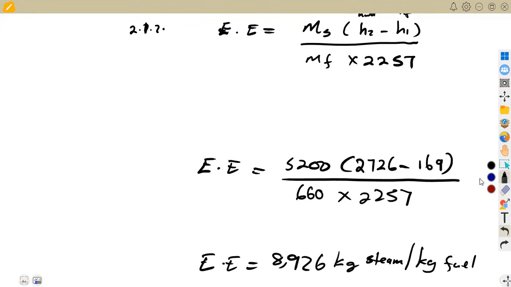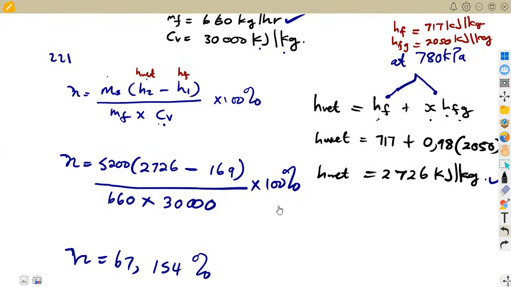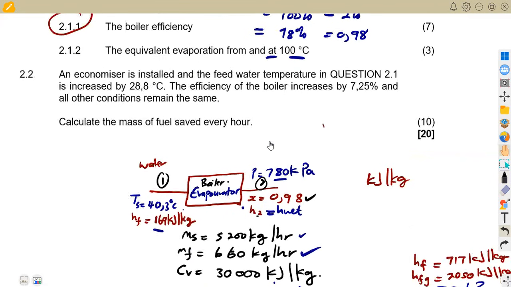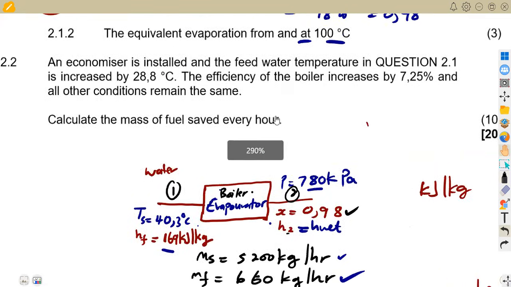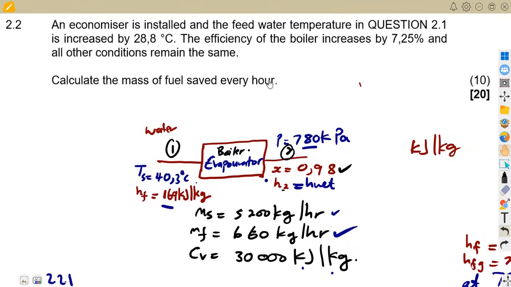That's how we play around with these questions. You just have to be careful with these typical questions. Now, if we consider this question, it was a tricky part, but let's see, 10 marks for that. Let's see what they are trying to say here. They are saying an economizer is installed.